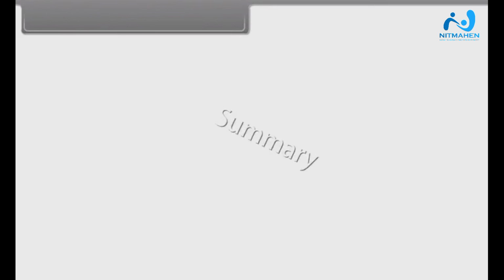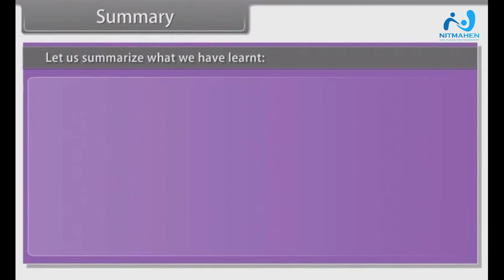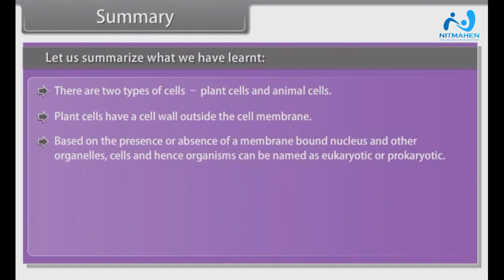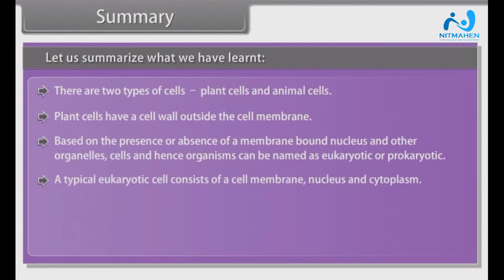Summary. Let us summarize what we have learned. There are two types of cells, plant cells and animal cells. Plant cells have a cell wall outside the cell membrane. Based on the presence or absence of a membrane-bound nucleus and other organelles, cells and hence organisms can be named as eukaryotic or prokaryotic. A typical eukaryotic cell consists of a cell membrane, nucleus and cytoplasm.